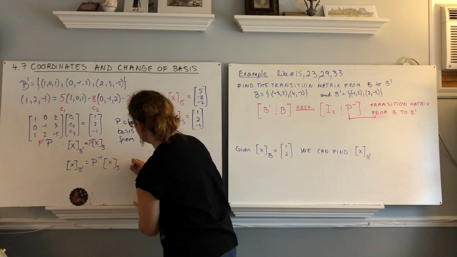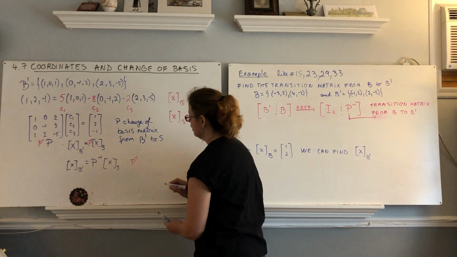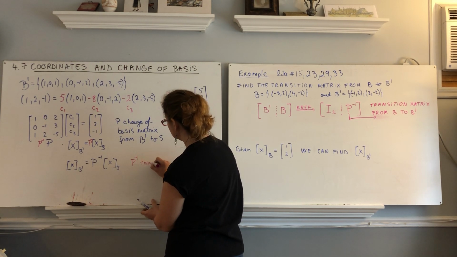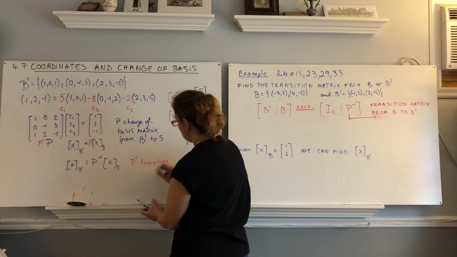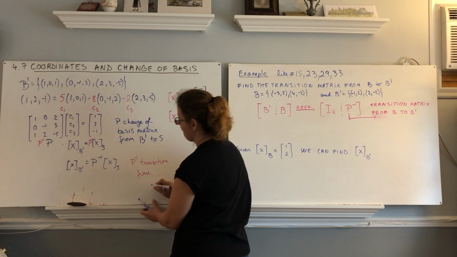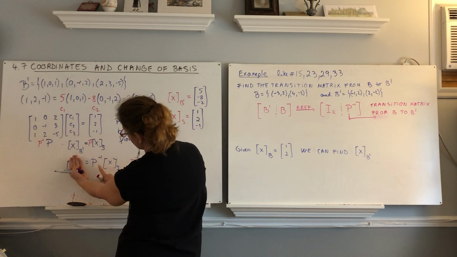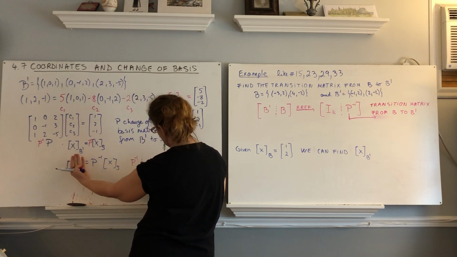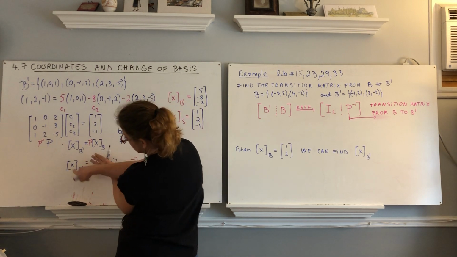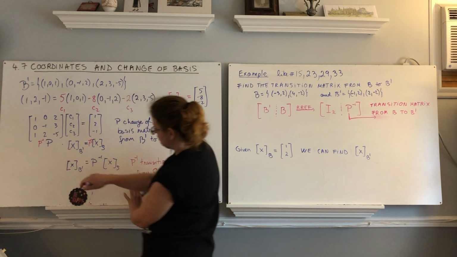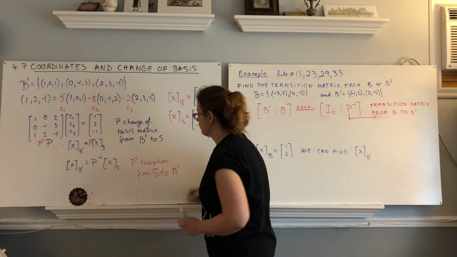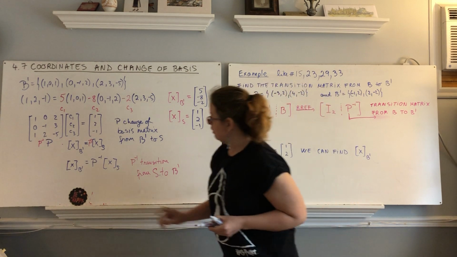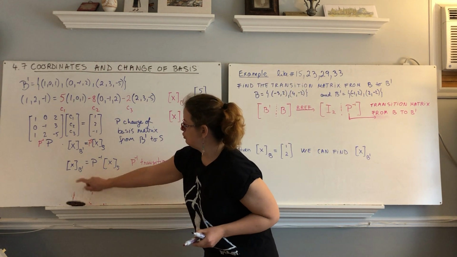This makes P inverse the transition matrix: we multiply by the coefficients in S, and the answer has coefficients in B prime. So P inverse is the transition matrix from S to B prime.